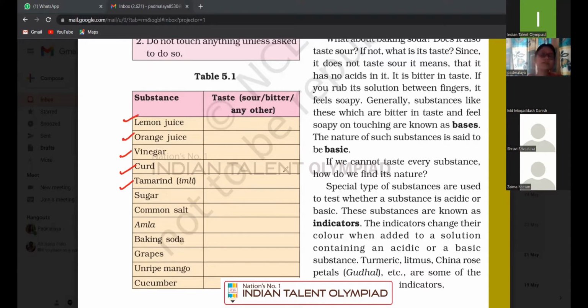Sweet. Sugar will taste sweet here. So it is neither sour nor bitter. It tastes simply sweet here. Now when coming to the common salt, what will be the taste of your salt there?